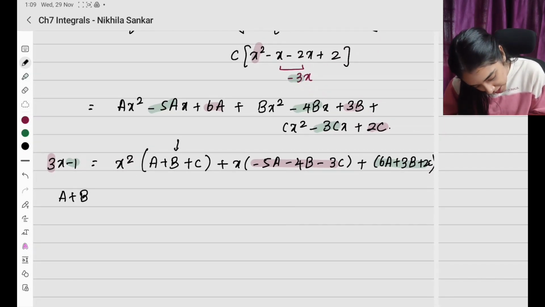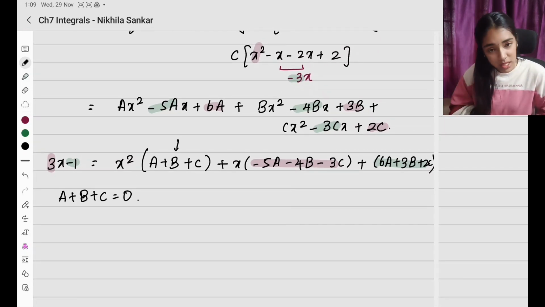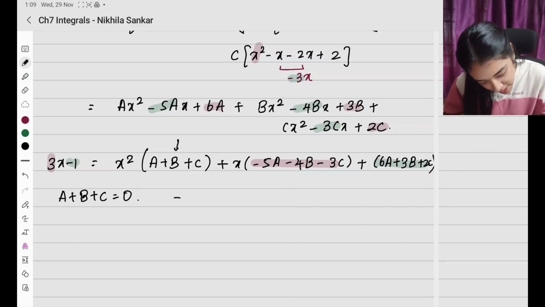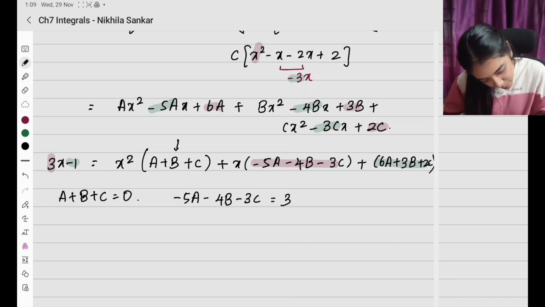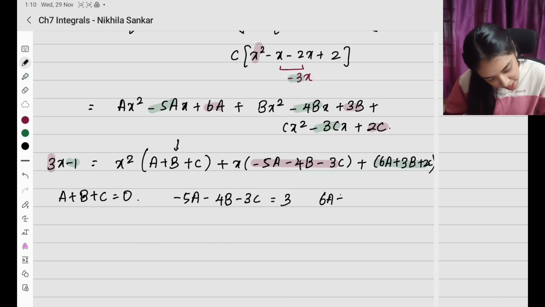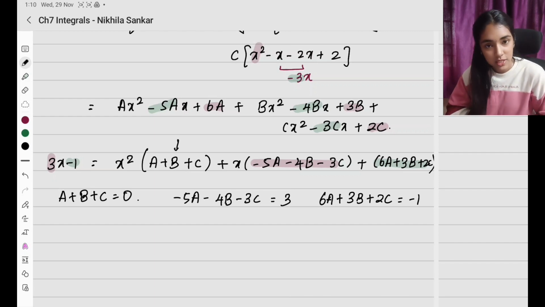So I have a plus b plus c is going to be 0. Okay. Other equations: I have minus 5a minus 4b minus 3c equals 3. This is an equation. And 6a plus 3b plus 2c equals minus 1. So this is another equation.